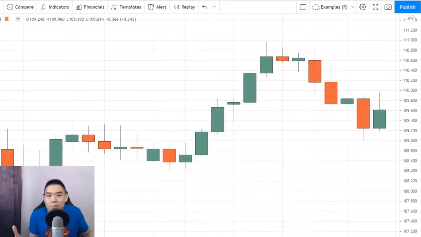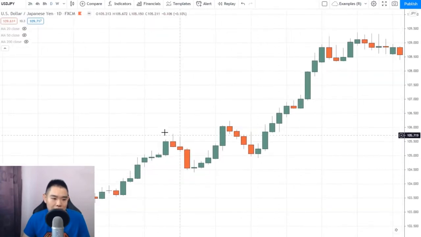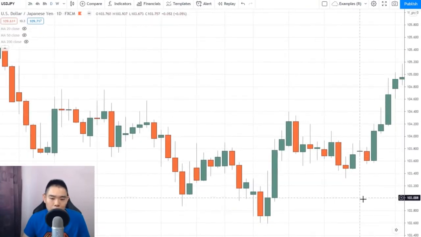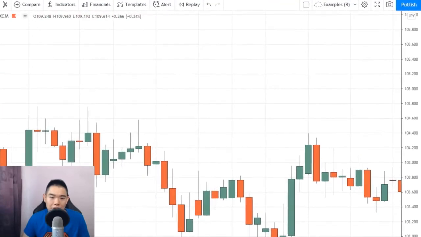Man, that candle is weird, Rainer, where's the body? This is usually when your opening and closing price are too near one another, where you get an almost non-existent body candle like this one here. Look at this, almost a non-existent body. It happens especially when the opening price and the closing price are very near each other.